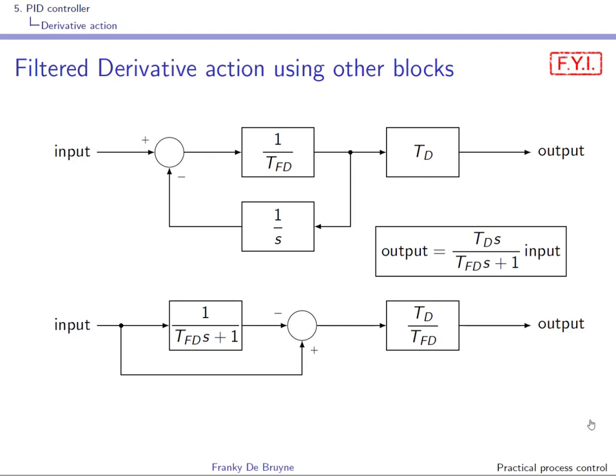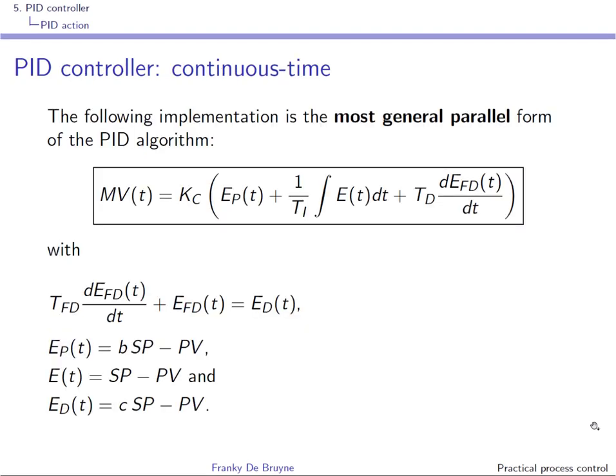Note that this implementation might come in handy if you require a derivative of a signal. This way of computing things will provide you the derivative of the signal in a robust fashion. If we combine the proportional part, integral part, and derivative part, this is the equation for the PID algorithm that we obtain in the time domain, and we will see later that this is the parallel form in its most general form.